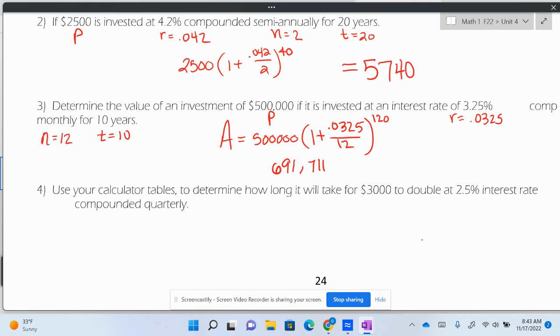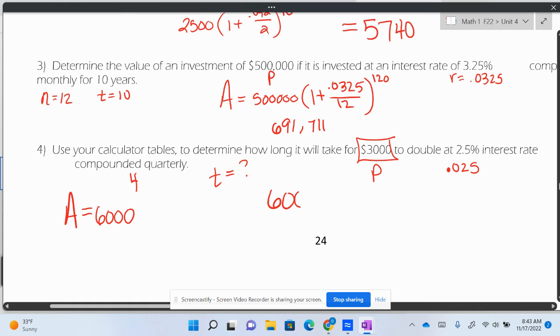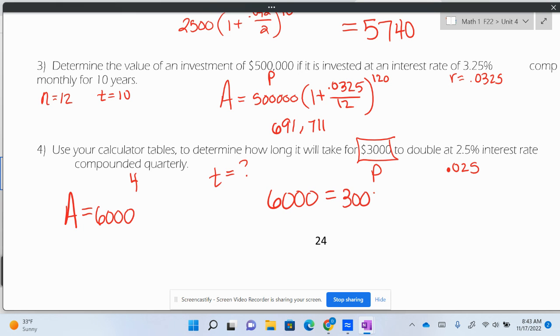So for this last one, calculate using tables how long it would take to double your investment. So your principal amount, your rate, and it's compounded quarterly. So you're trying to figure out the T. This is another one of those guess and checks. So I'll set it up for you. We want to double our investment. So that means we want A to equal 6,000. Again, you guys don't know how to do logarithms. So it would look something like 6,000 equals 3,000 times 1 plus 0.025 divided by 4, all to the power of, we don't know, 4t.